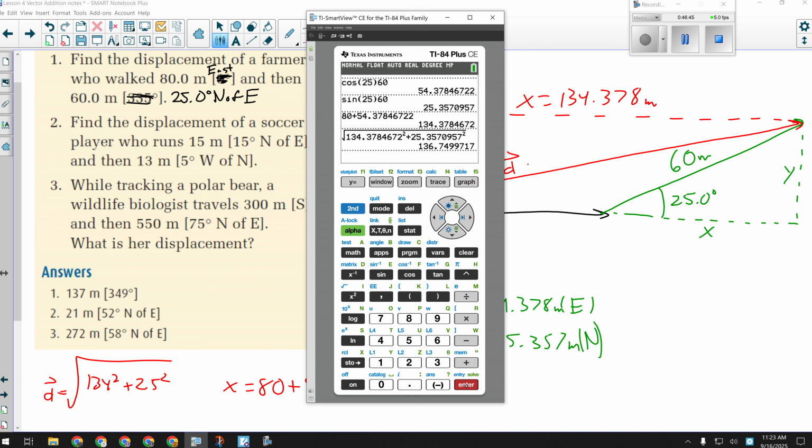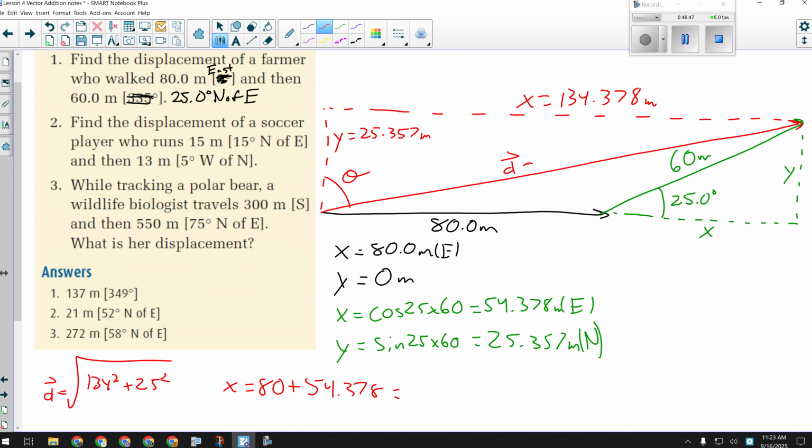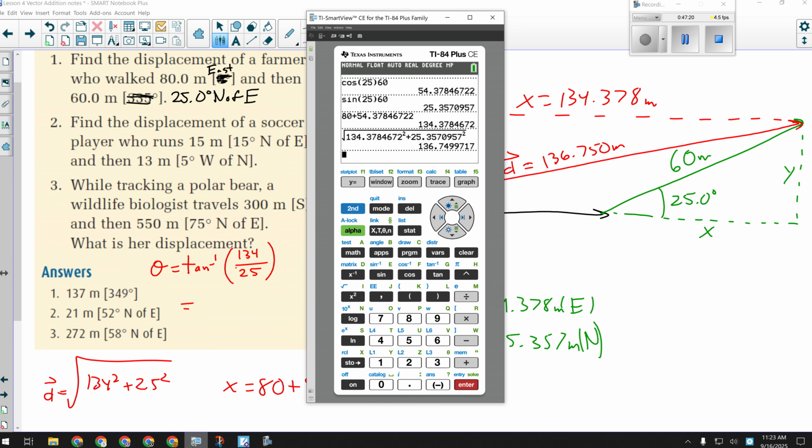Okay, so 136.750 meters. Now that I have that, I have to calculate what theta is. Theta is going to be the square root, or sorry, not the square root. I have to do trig here now. I'm going to use tan to the minus 1. I'm going to put the opposite side for my angle, that's x, 134, divided by the adjacent side, for mine that's 25. If you drew it the other way, that's fine. So tan inverse of 134 divided by 25.